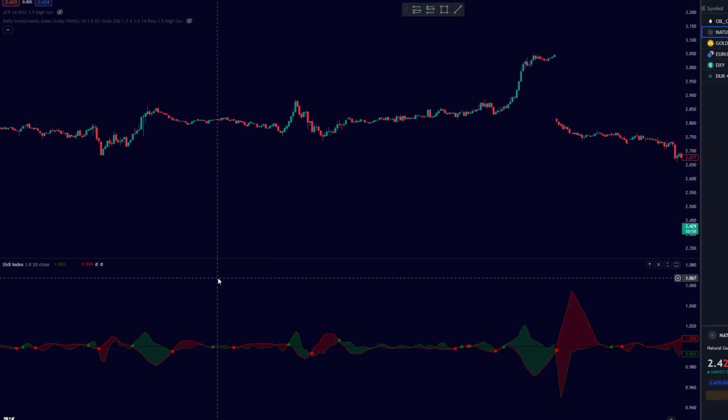Hey traders, today I'm going to make a strategy of an indicator called DD index, and we're trying to get as much profit with it as we can with my own indicator, which is going to be free to use for you. So let's dive right in.